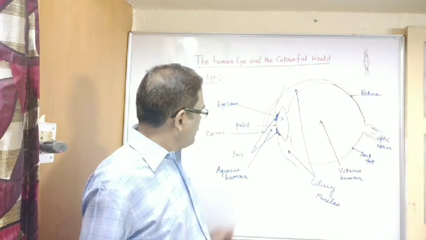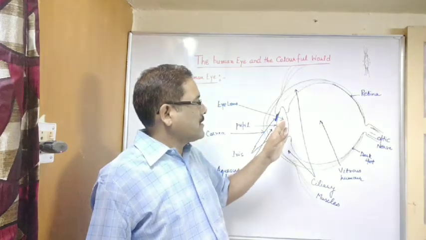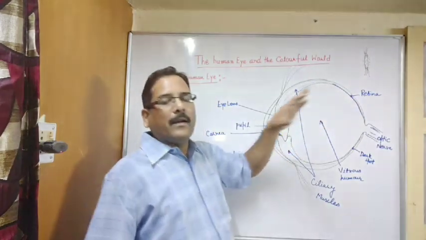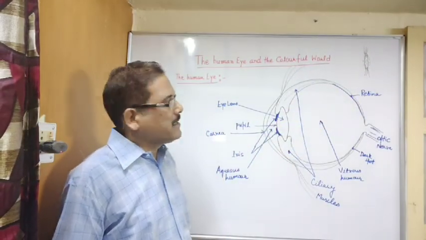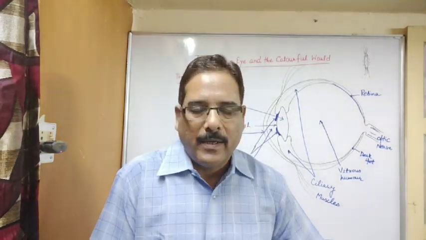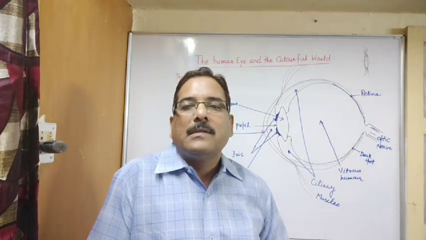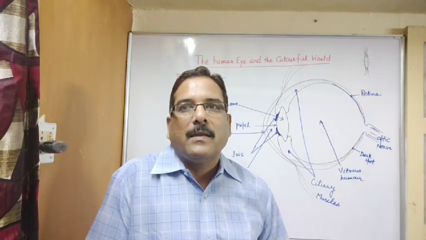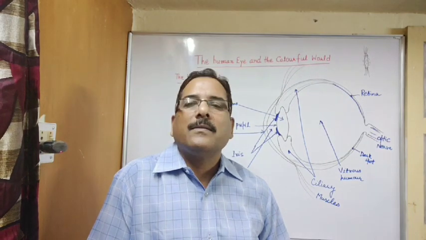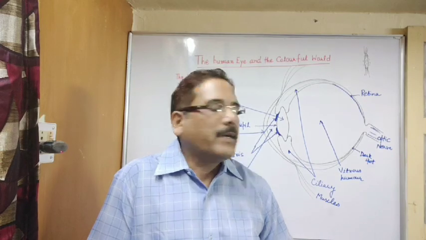Now behind the eye lens, all the images are formed on the retina. So the retina acts as a screen. Now the retina is a very sensitive part of the human eye. There are millions of photosensitive cells in the retina. Photosensitive cells means when light falls on them, they are activated.